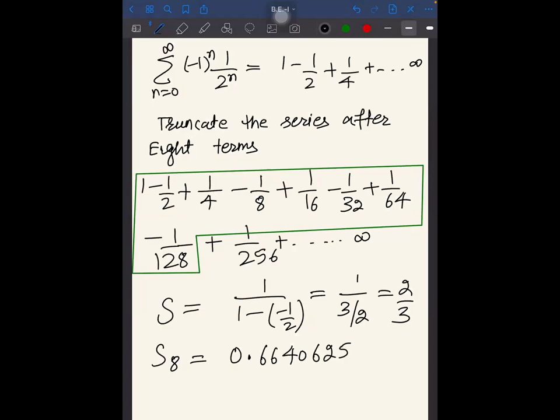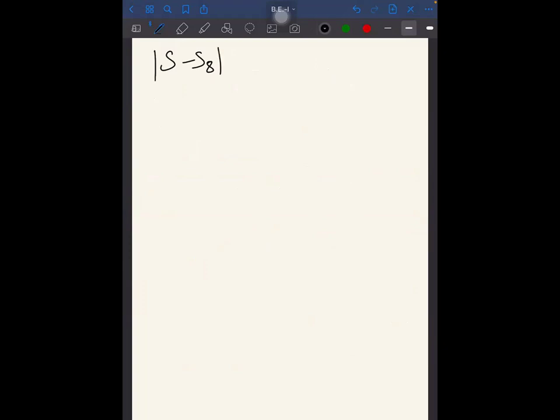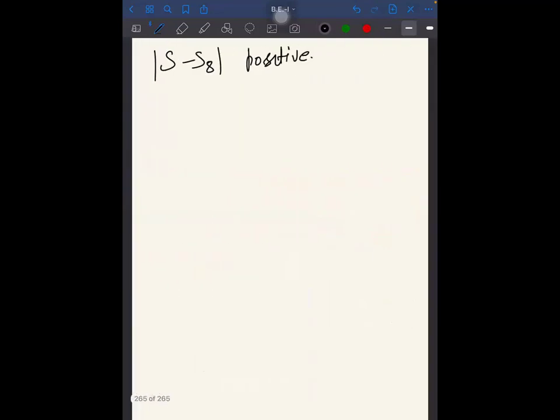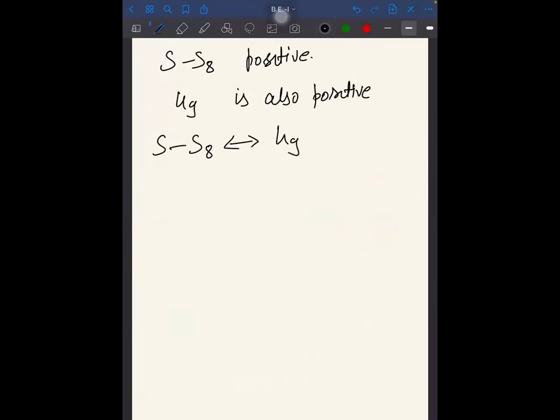So now, if you think of s minus s8, is it positive or negative? Positive. Why? Because your s is 0.6666 and so on, and here it is 0.664. So your s minus s8 is positive. That means you can also check it with u9. So what is your u9? Is it positive or negative? Positive. So your u9 is also positive. That's what I was claiming: the difference of s and s8 has the same sign as u9. Not modulus actually, I shouldn't write the modulus in this part.